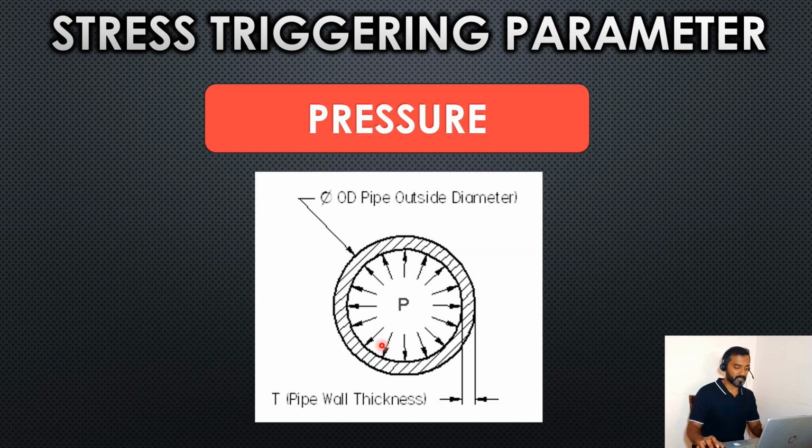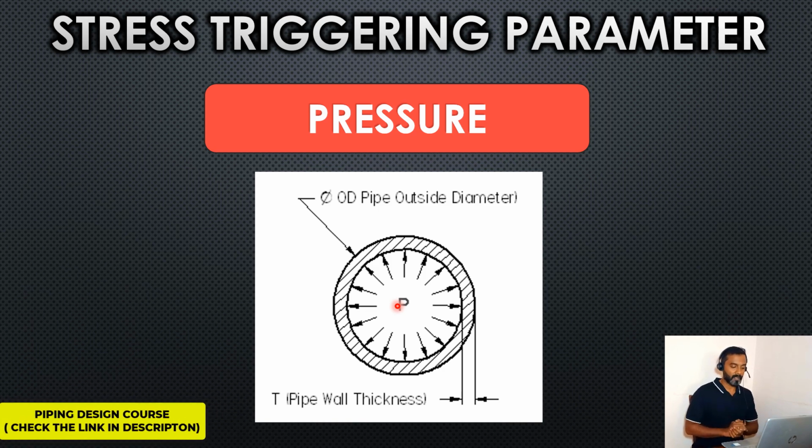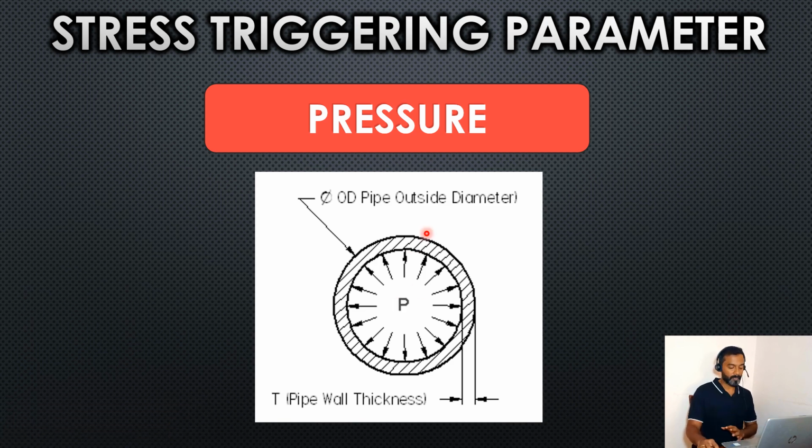The next one is the pressure. So what is the pressure? Pressure is an internal pressure, right? There are two types of pressure, internal pressure and external pressure. So generally in piping we have an internal pressure, but if there are any jacketed line, the internal piping will have the external pressure as well. So we consider internal pressure is the most important thing.